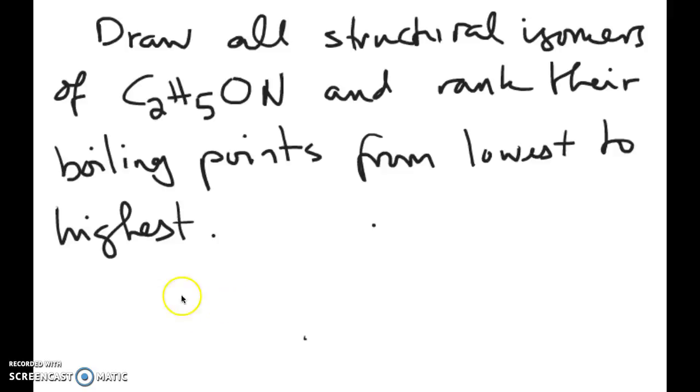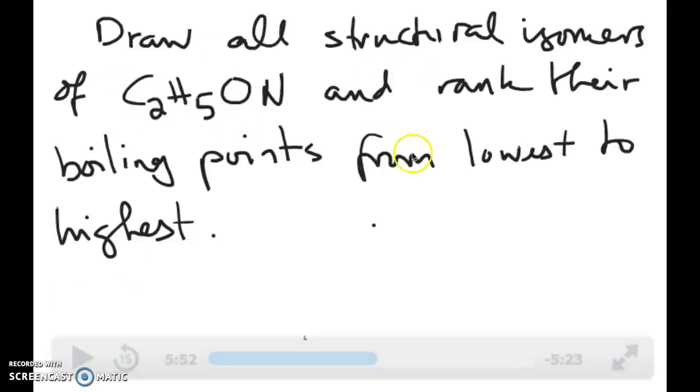So at this point in Chem 11, we really just want you to be able to appreciate the idea of isomers and to come up with different drawings of isomers given a formula. An example would be something like this. Here is a question where it says, draw all the structural isomers of this formula, C2H5ON, and then rank the boiling points of these isomers from the lowest to the highest. One of the things you want to do when you are asked to draw isomers, at least in this class, is to look at the formula itself and try to narrow down the choices that you can have.